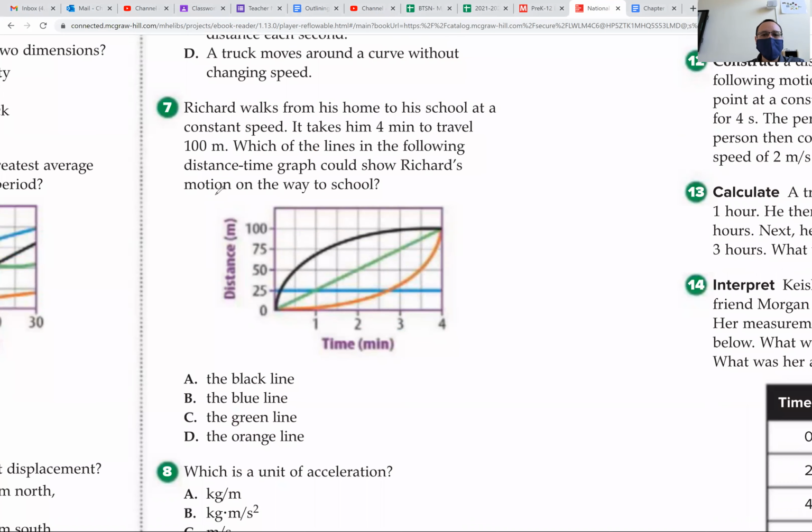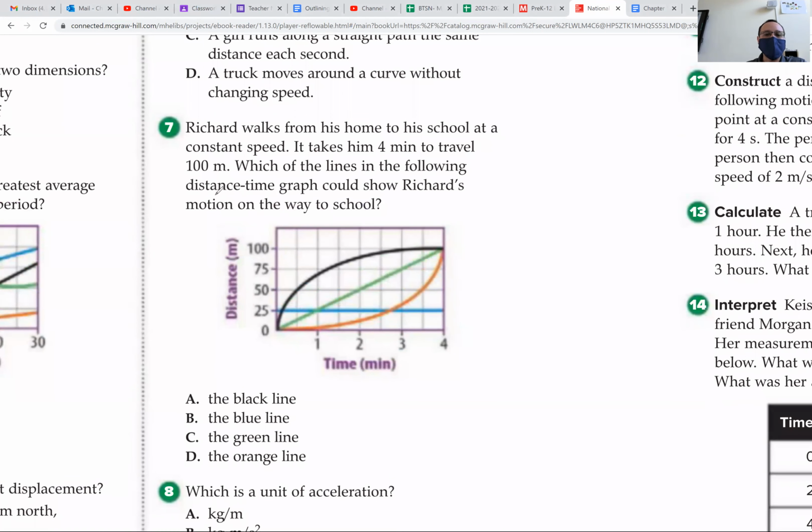So our boy Richard walks from his home to his school at a constant speed. It takes him 4 minutes to travel 100 meters. Which of the lines could show Richard's motion on his way to school? He goes 100 meters in 4 minutes at a constant speed. That means a constant slope. A constant slope, that's the green line that is right here.